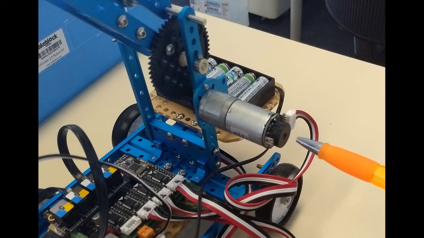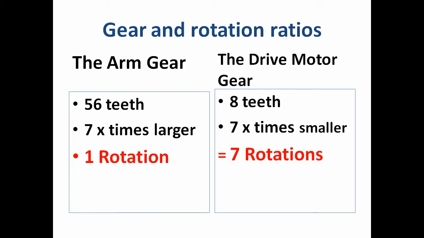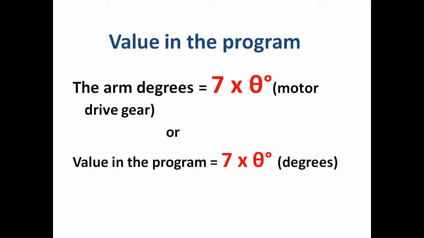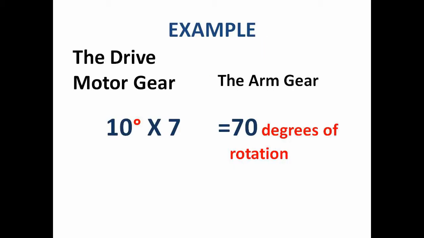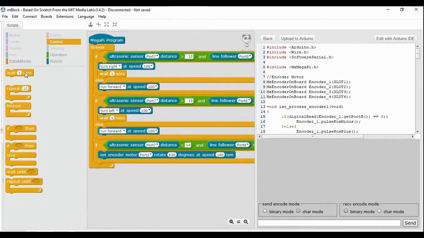The reason we type in 630 instead of 90 is because the arm gear is 7 times bigger than the drive gear of the motor. In other words, for the arm gear to rotate a full rotation, the drive gear, which is the output of the motor, has to rotate 7 times. If you want to move the arm 10 degrees, for example, you will need to multiply it by 7, which is equal to 70, which you then type into the program. In this case, 90 degrees is multiplied by 7, hence 630.